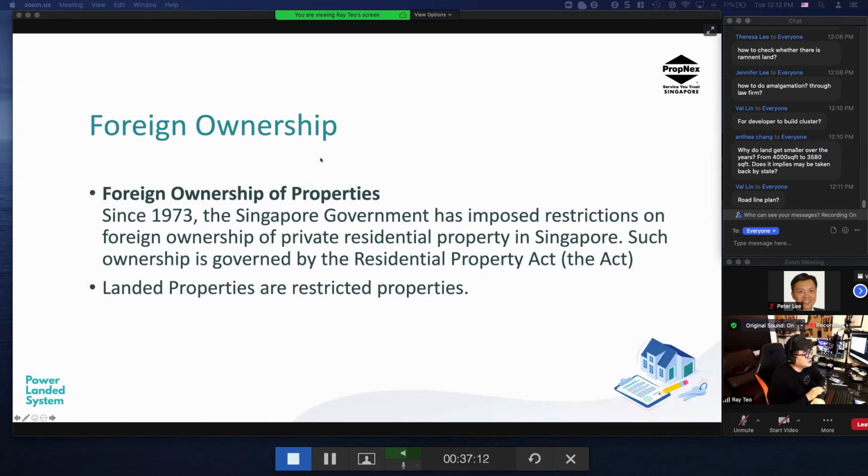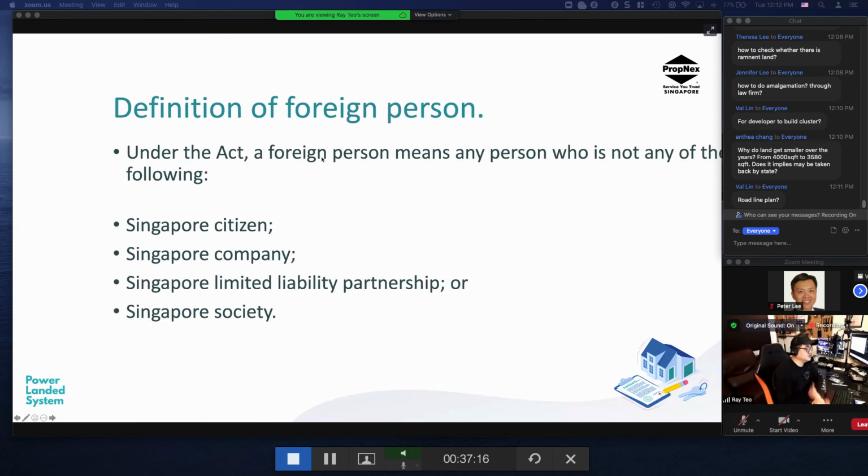Okay, for ownership of land, very fast one. Landed properties are restricted properties. All landed are restricted properties. There is only one type of landed that is not restricted, because of a mistake by URA. It's a bloody mistake by URA, so it's not the norm. This one I'll let Jeep share with you. Why is there such a mistake?